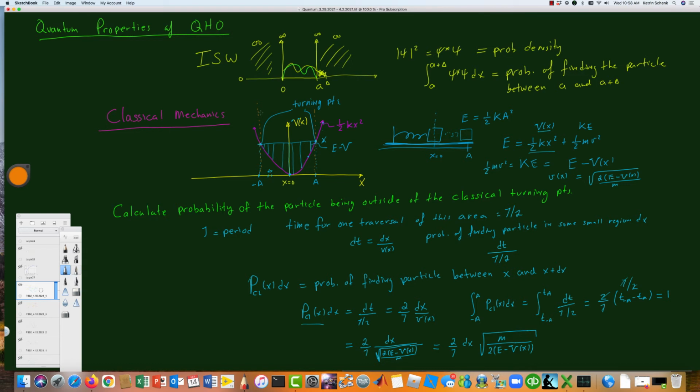So basically, the classical probability density looks like this. It's a function that's going to asymptote to these lines. So let me draw that a little better. It's going to asymptote to those places where the turning points are, to minus A and A. So it's going to infinity, but you can see that there's no place where the probability is outside of the turning points.